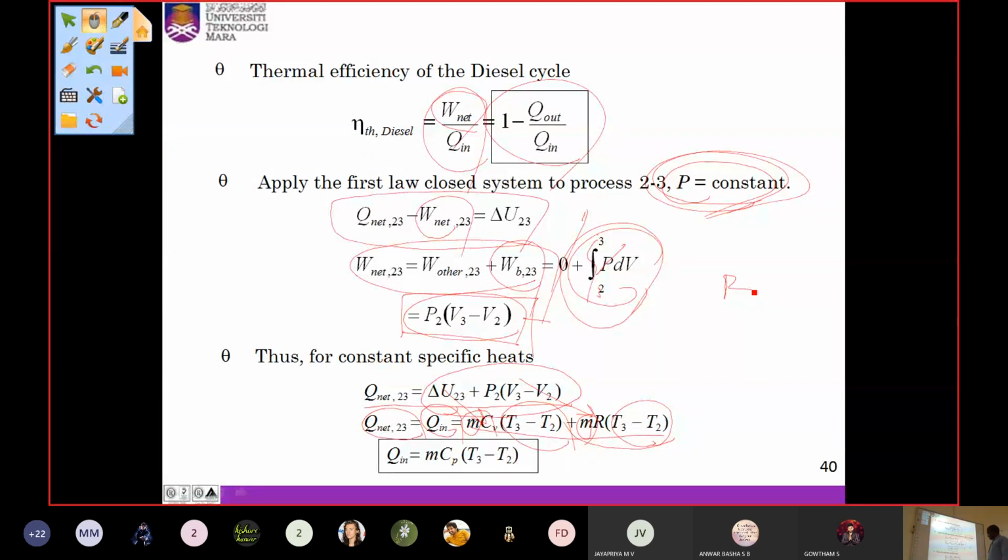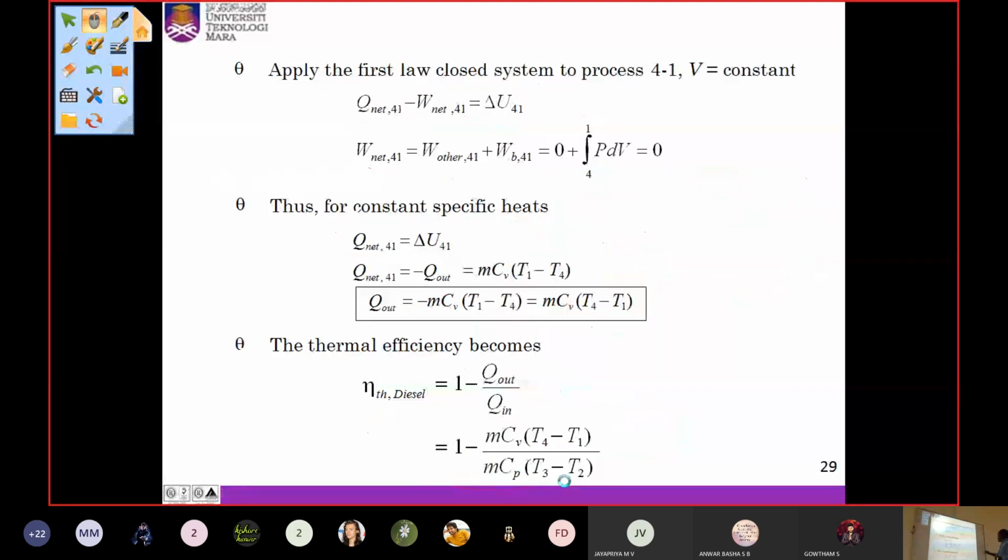R is equal to Cp by Cv, right? So this R can be replaced by Cp by Cv. And finally we can get this equation. That is for the diesel cycle: for the second process, the constant pressure process, the Q in will be m Cp delta T. Right, so this is the derivation for Q in.